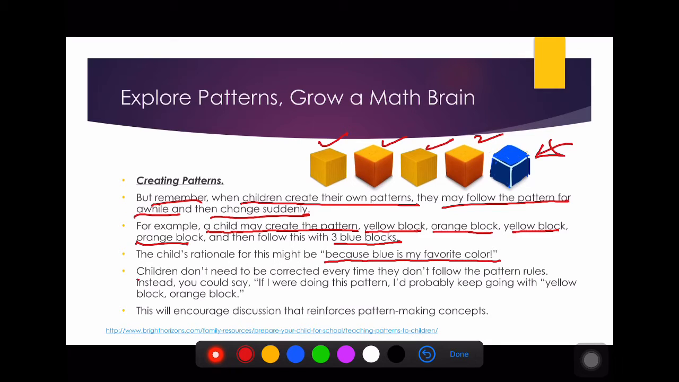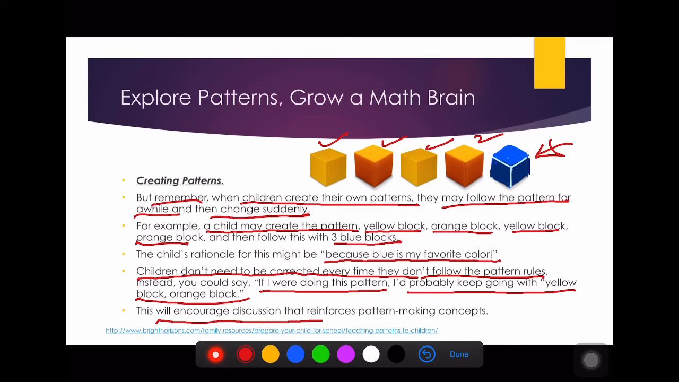Children don't need to be corrected every time they don't follow the pattern rules, but you could say, if I were doing this pattern, I'd probably keep going with yellow block and orange block. That is another way to approach kids, where you don't tell them directly that they're doing it wrongly, but you just say, if I were you, I would do it this way. Then that will make them think at that point. So this will encourage discussion that reinforces pattern making concepts.